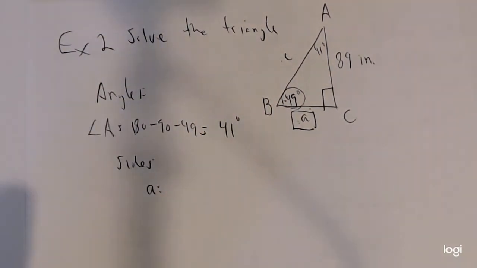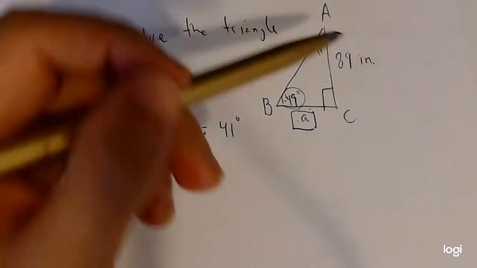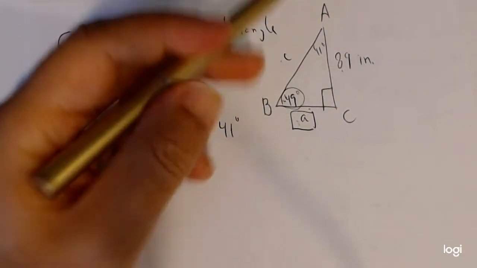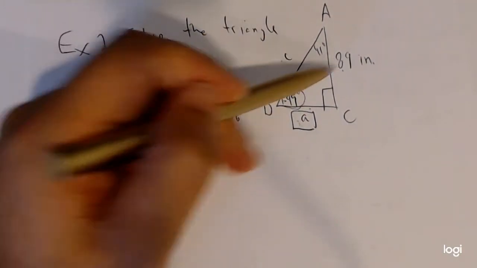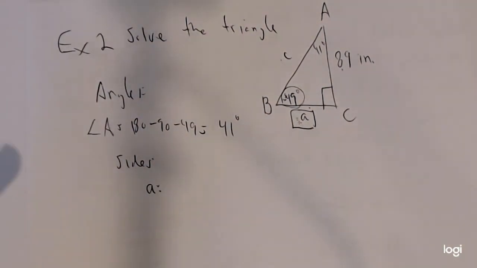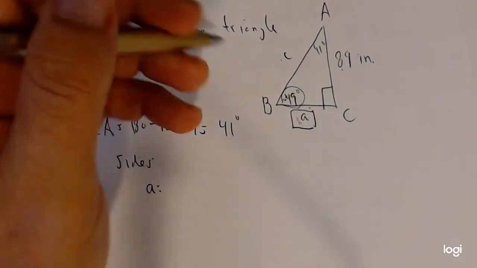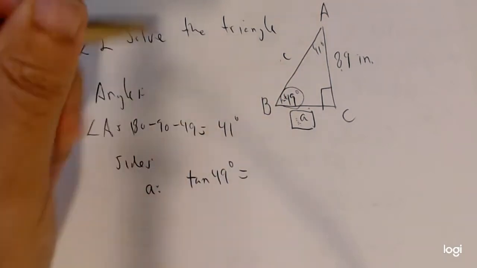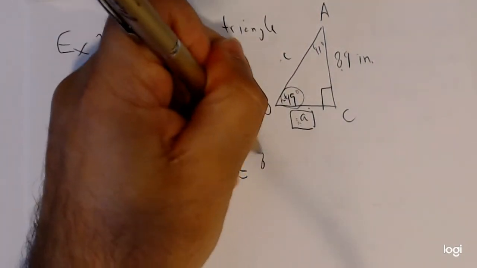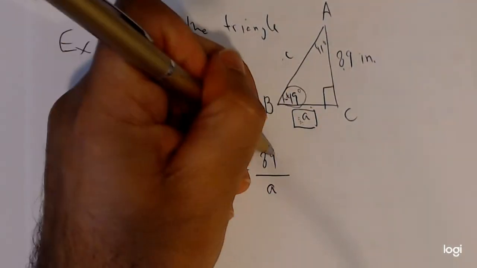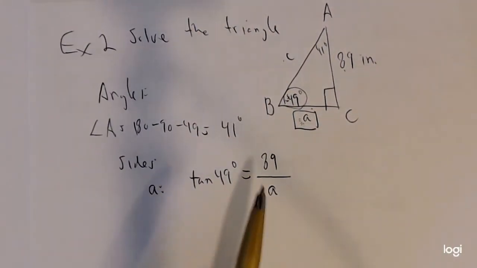When I set up an equation, I always want to set up an equation in which I have only 1 unknown, which if you notice, if I'm using this angle, I want the 89 and the A. So based on this angle, the 89 is opposite, and then the A is adjacent, which suggests we want to use tangent. So if I say, look, tangent of 49 degrees is equal to opposite, which is 89, over adjacent, which is A. So notice now I have one equation, and I have one unknown.